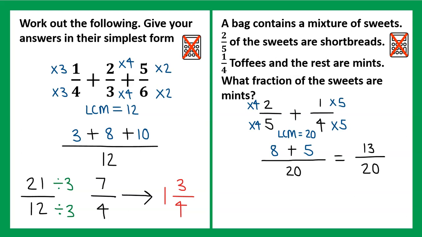And if you want to work out how many are left from the total, we would have started off with 20 over 20, which is 1 whole, and we can subtract 13 over 20 to leave us with the fraction left over, which would be 7 over 20.